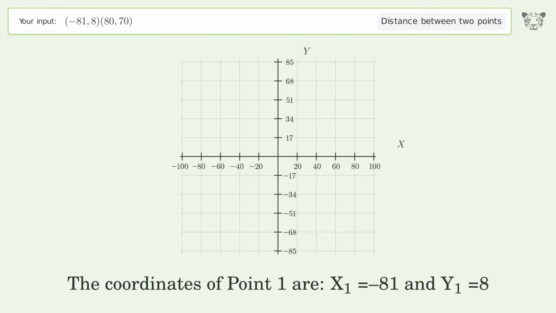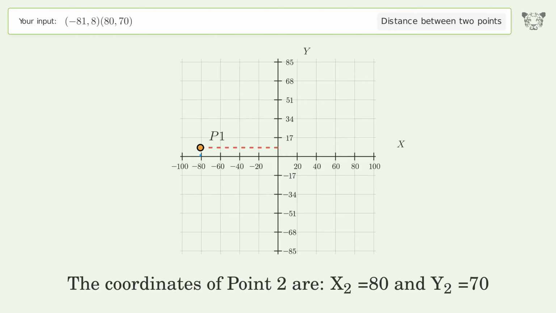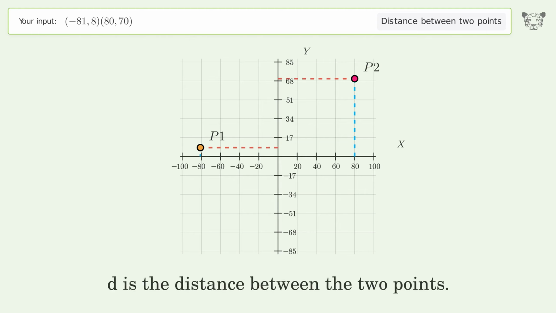The coordinates of point 1 are, x1 equals -81 and y1 equals 8. The coordinates of point 2 are, x2 equals 80 and y2 equals 70. D is the distance between the 2 points.